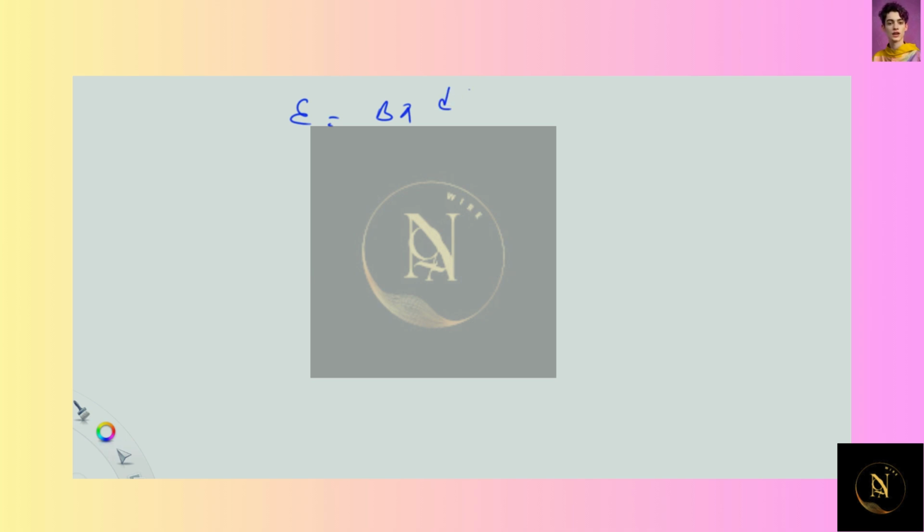the differentiation of r squared with respect to time. So differentiating it, we get B into pi into 2r and dr by dt. So finally it becomes 2 B pi r dr by dt.